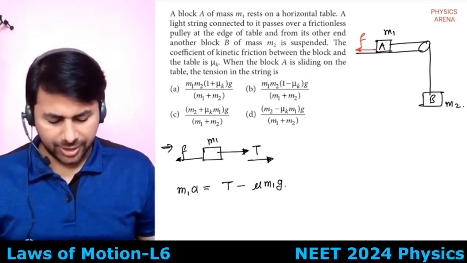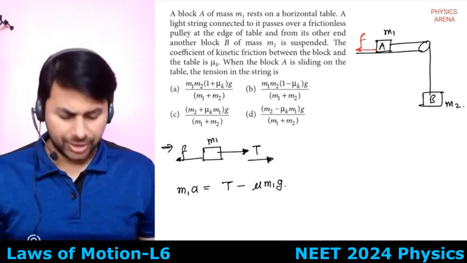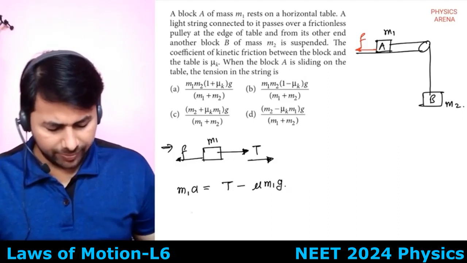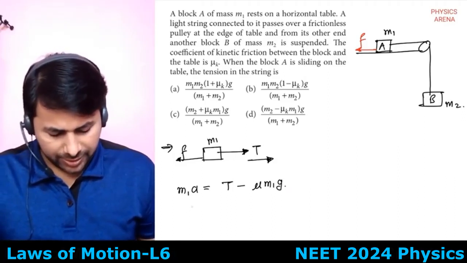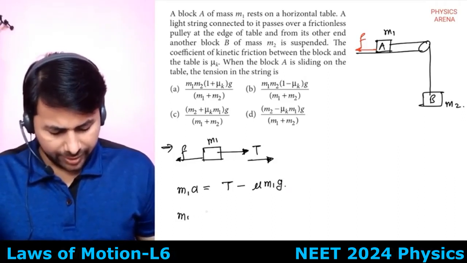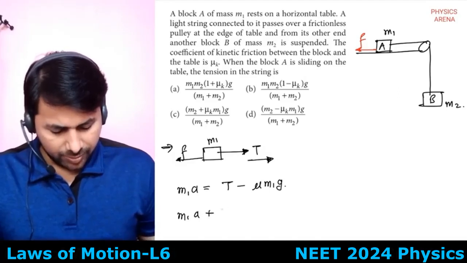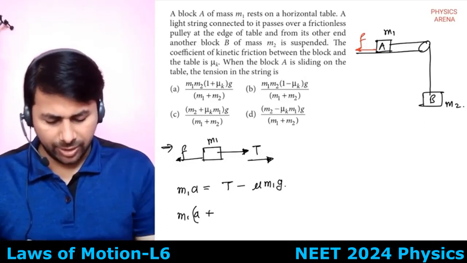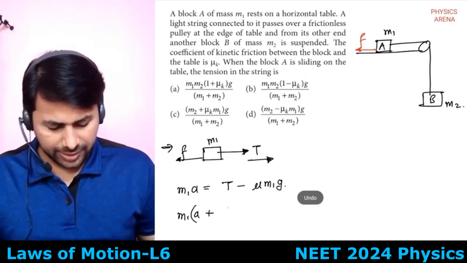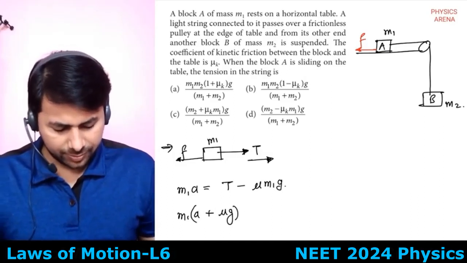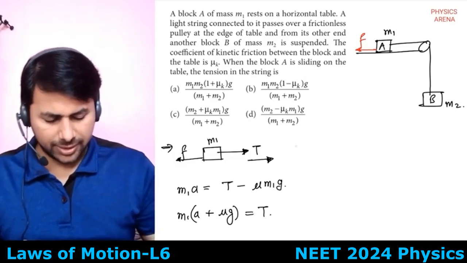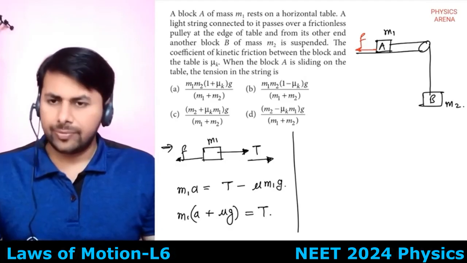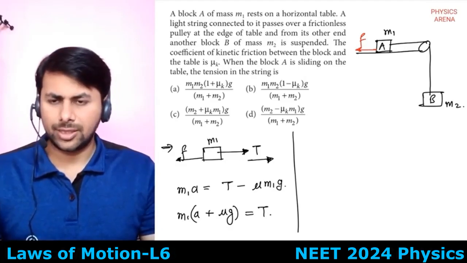Right? And you want tension, so take this thing on the other side. If you move this on the other side, you get m1 into a plus m1 into mu into g. So you can take m1 common, it is a plus mu g, right? Tension is this much. Yes, no?